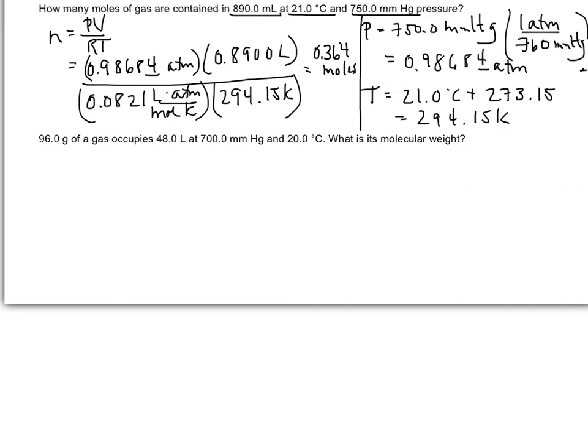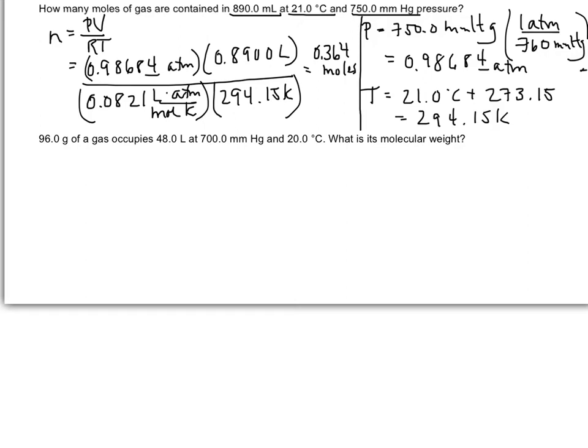Notice that in this particular problem, we don't even know what kind of gas it is. It's just moles of gas, because we can use the ideal gas law in this way when we're relating P, V, R, T, and n. We can do that without knowing what kind of gas we have.